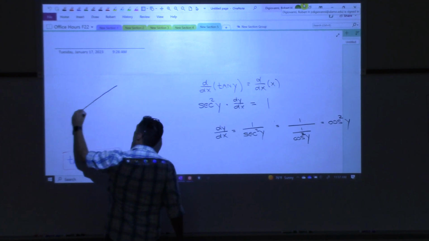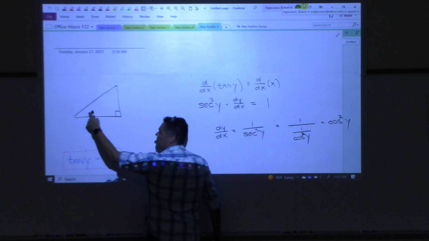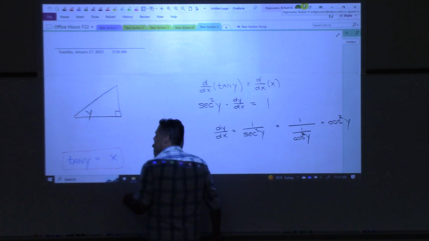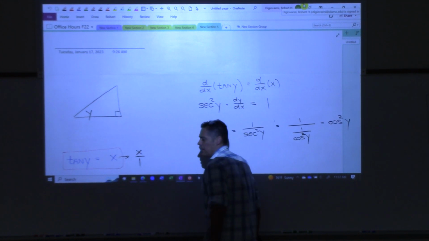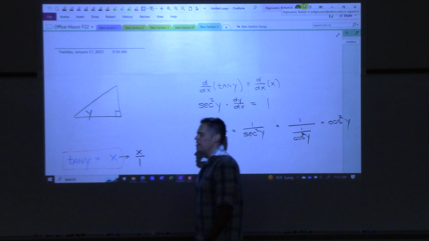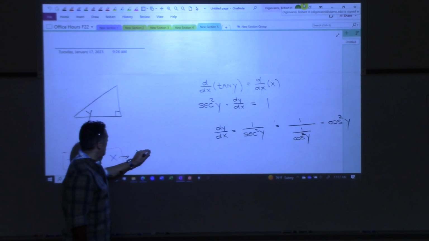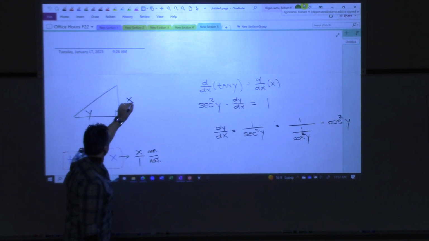Here's a triangle. What am I going to use for the angle in here? Y, right? Because that's the angle being plugged into tangent y. Tangent, by definition, I'm going to rewrite the x as x over 1 again. Tangent, by definition, is SOHCAHTOA, opposite over adjacent. So this is opposite over adjacent. So I'm going to label this x, and I'm going to label that 1.